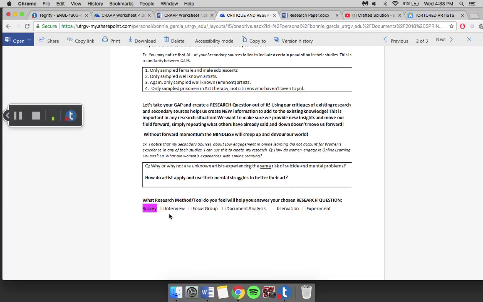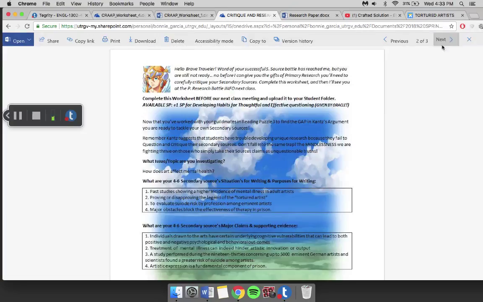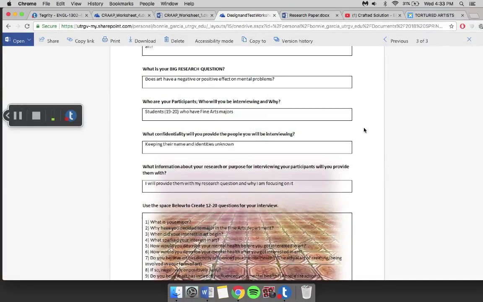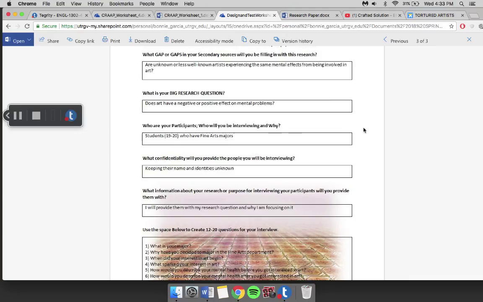I chose between a survey and an interview. I don't know why it's highlighted that I chose a survey. I actually did choose an interview because I wanted to have more of a personal connection to what I was going to be researching. Here we drafted how we were going to create this interview.